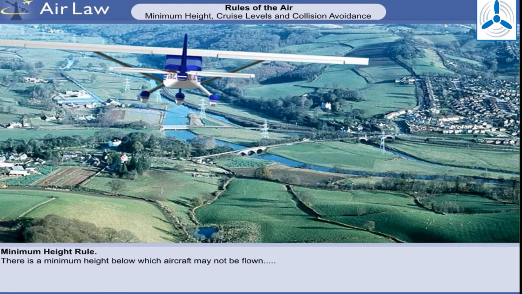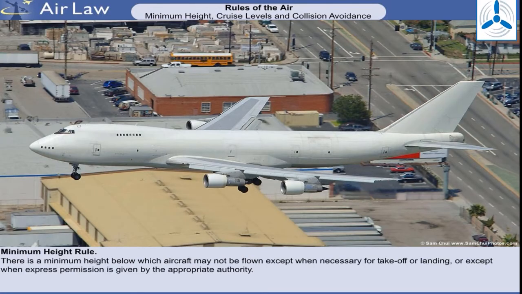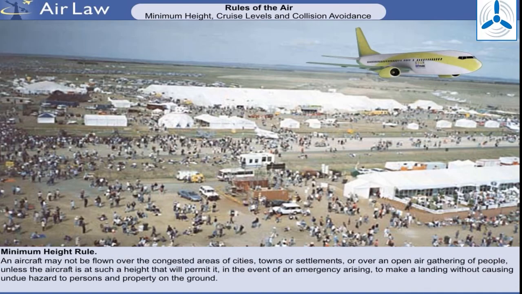The ICAO minimum height rule states that, except where necessary for takeoff or landing, or except when express permission is given by the appropriate authority, an aircraft may not be flown over the congested areas of cities, towns, or settlements, or over an open-air gathering of people, unless the aircraft is at such a height that will permit it, in the event of an emergency arising, to make a landing without causing undue hazard to persons and property on the ground.